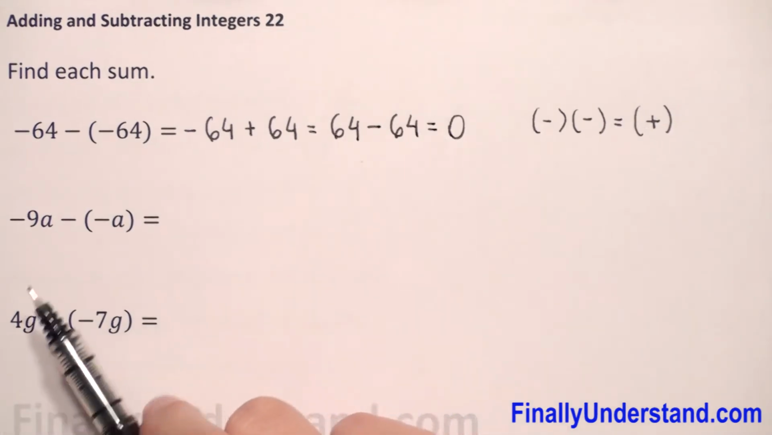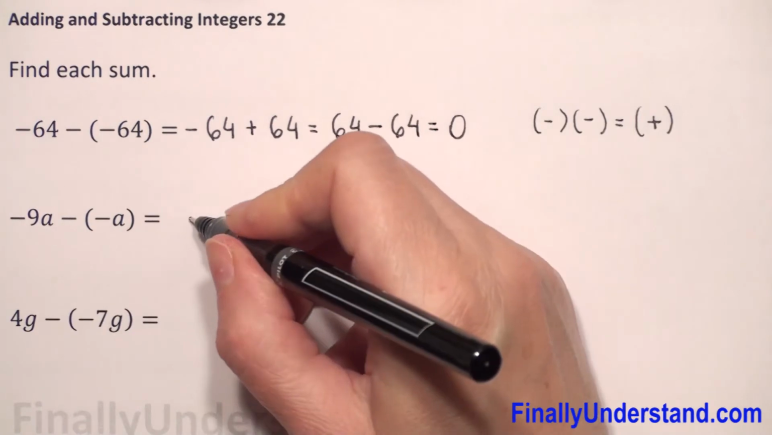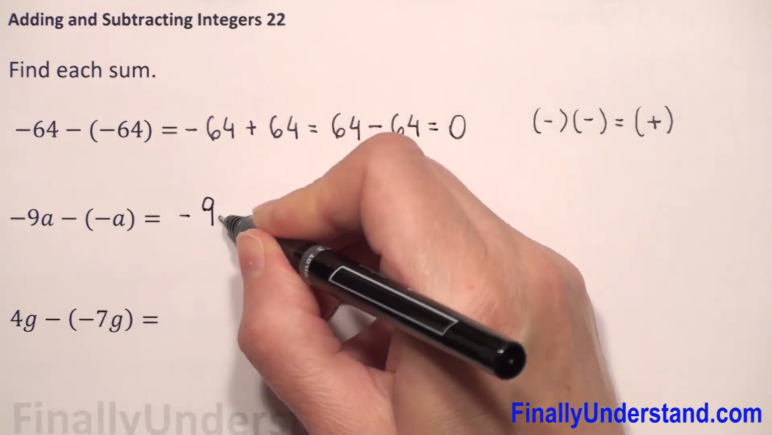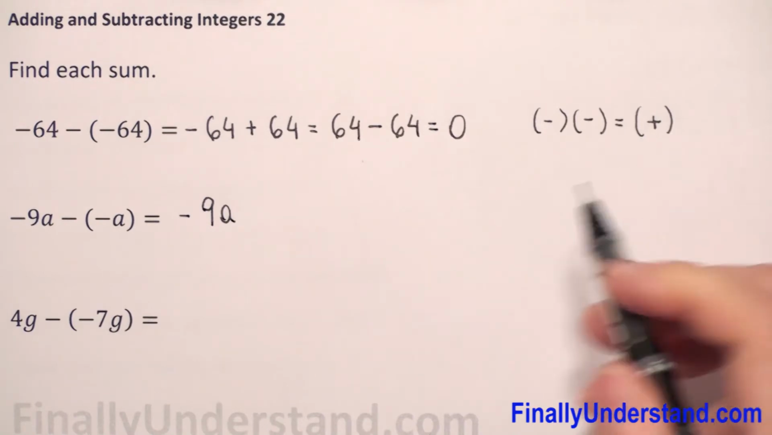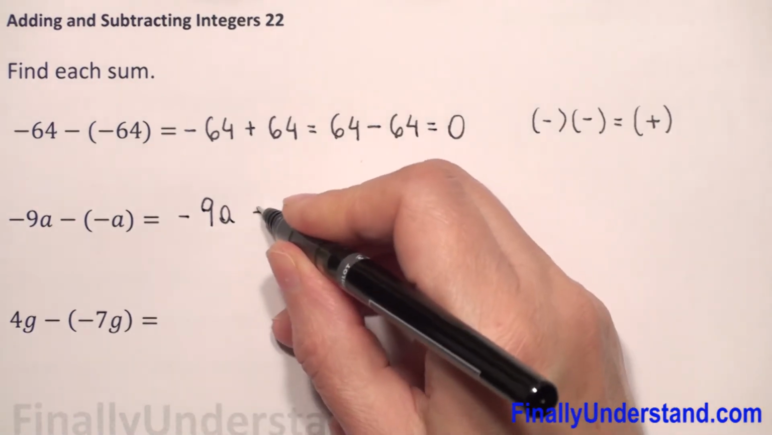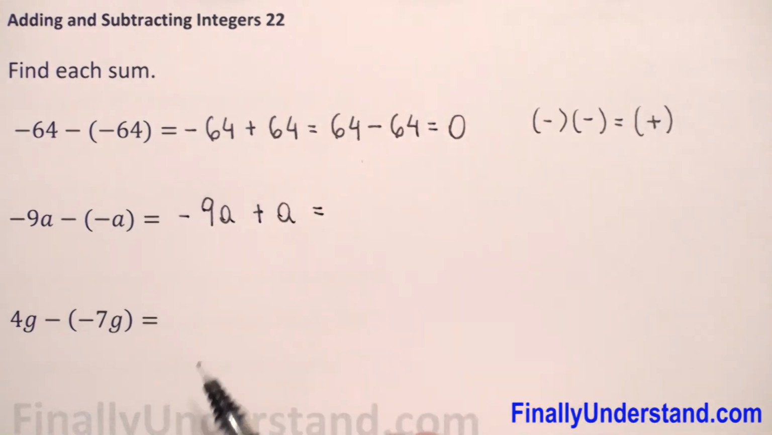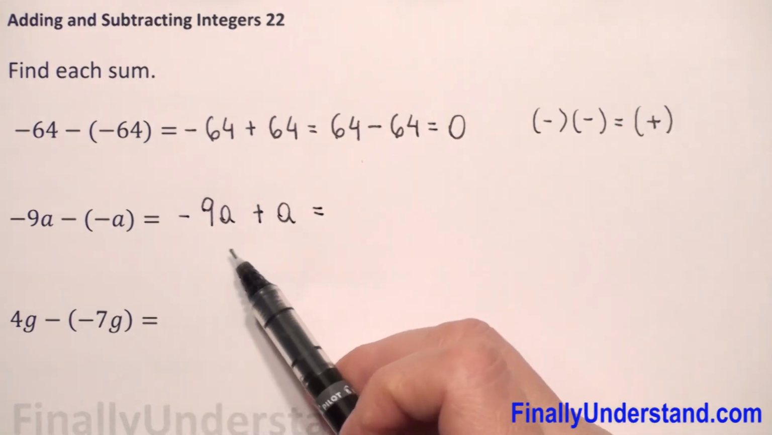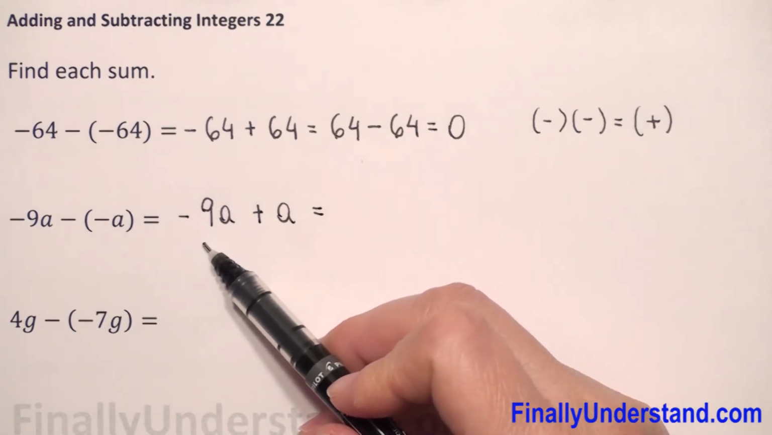Next example, again, negative and negative. So we will copy the beginning. So we have negative 9a. Negative and negative, memorize, is positive. So we have plus a, we copy. So this is equal. Now we have addition of two expressions with different sign.